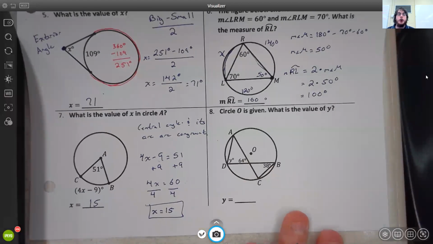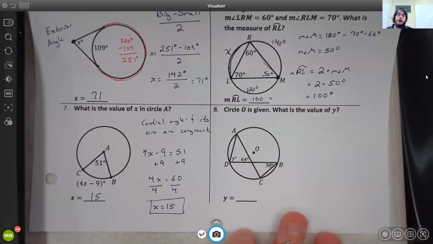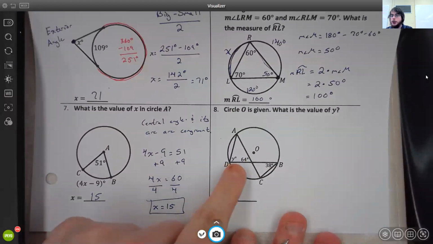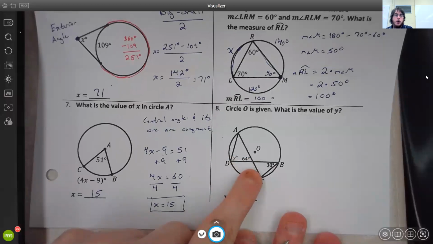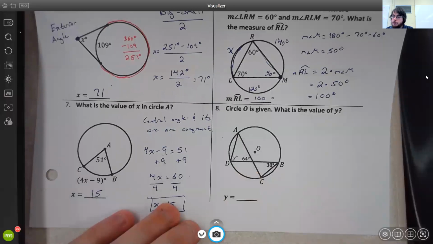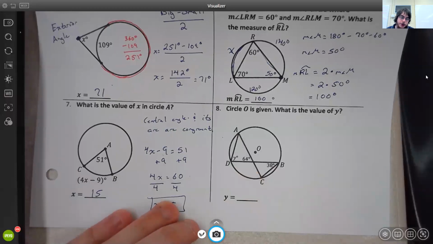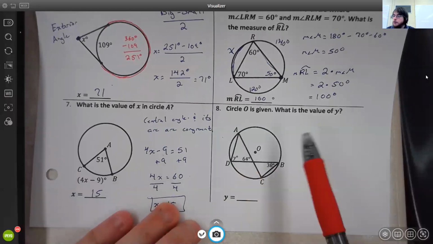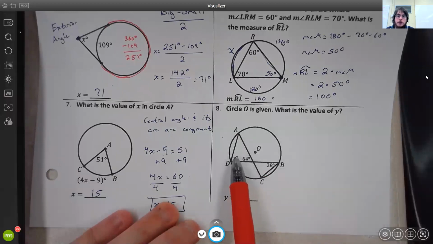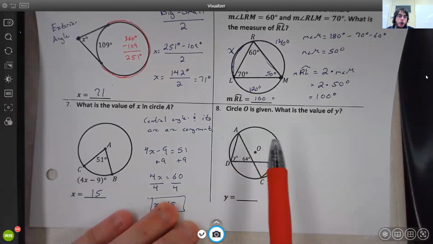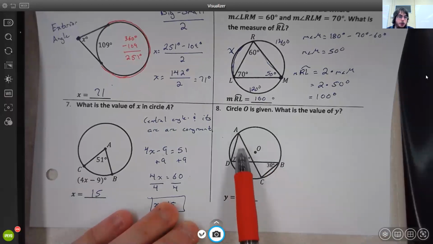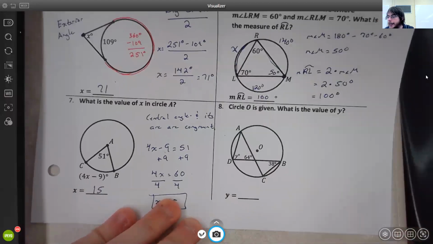Number 8, it says circle O is given. What is the value of y? Now again, this is another interesting one. You see here that you have two different triangles formed by these intersecting lines. Now what makes this one interesting is the properties we can use to determine what y is. Now if you look here, y is in a triangle. So if we could determine what angle A is, we could easily determine what y is because we know that the triangle has to add up to 180.